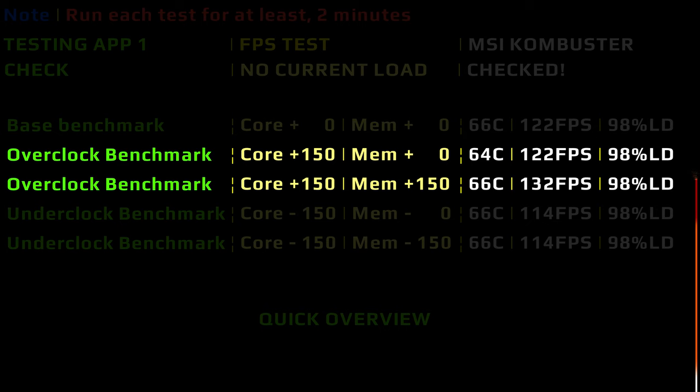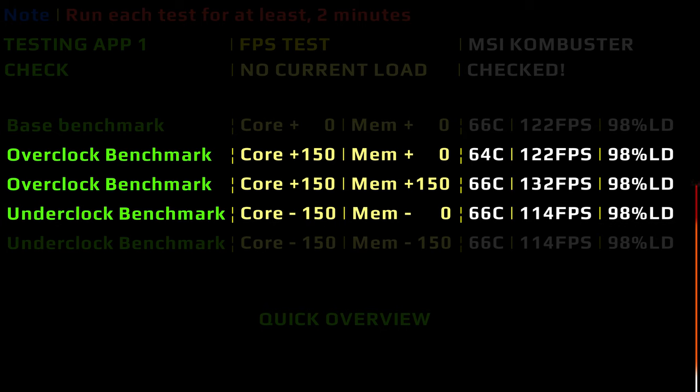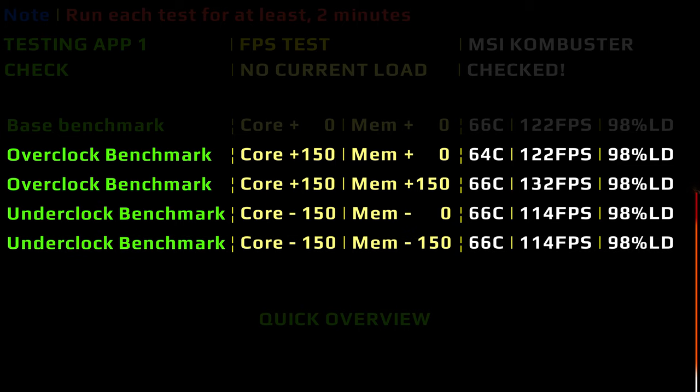We've increased the core frequency by 150, but we haven't actually got any more frames per second. It's only when we increase the memory to the same level, plus 150, that we've increased by 10 frames per second. Okay, next up is the game I play a lot, MTG Arena.